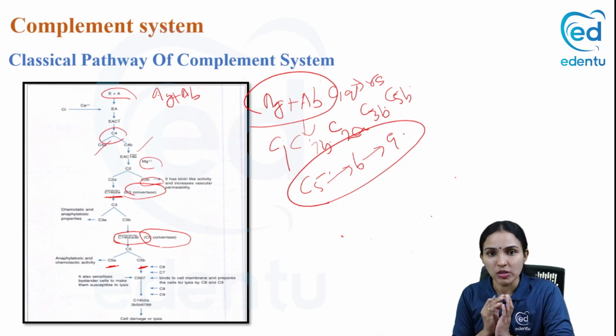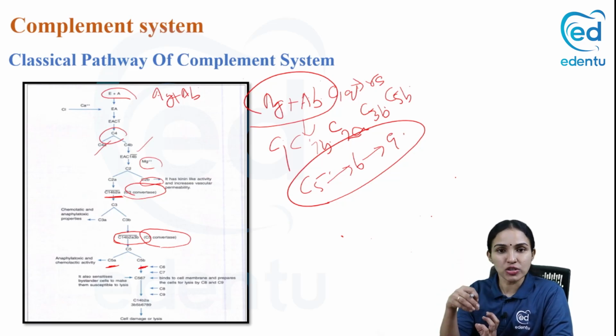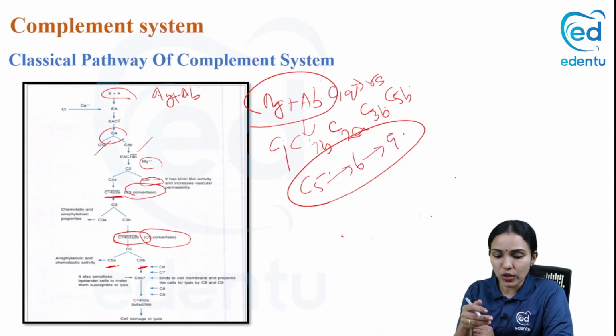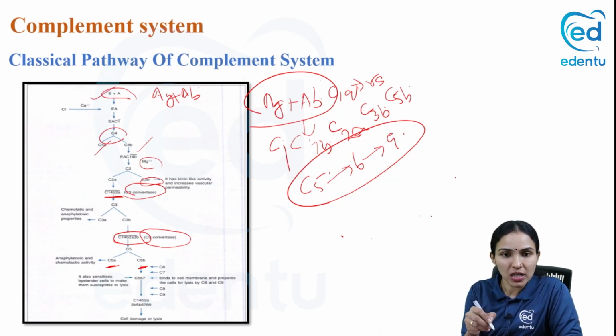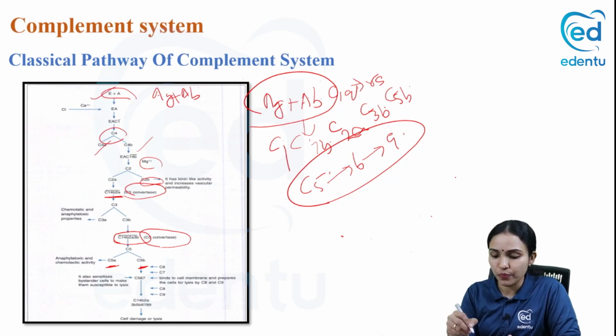Together they form the membrane attack complex, and this membrane attack complex will attack the membrane and cause lysis of the cell. So in this case, if it's an erythrocyte, an RBC, finally it will lead to RBC lysis. So that is what is happening. Remember, the membrane attack complex is C5 to 9.